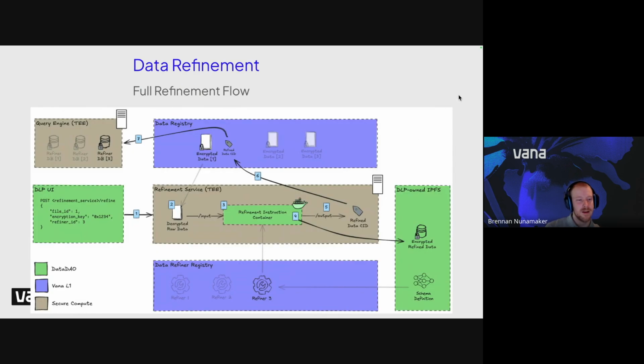This is a very full diagram. I will walk you through it, so don't get overloaded here. But essentially, this is just a visualization of the things I've been speaking about. So the DLP data contributor UI makes an API call to a refinement endpoint with the file to refine, with the refiner ID to refine it for, which determines the schema, and also an encryption key to decrypt the encrypted file.